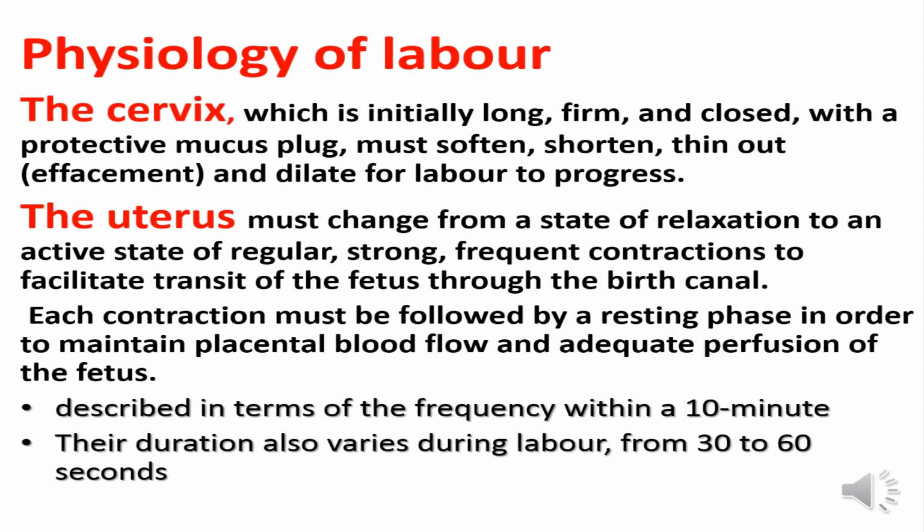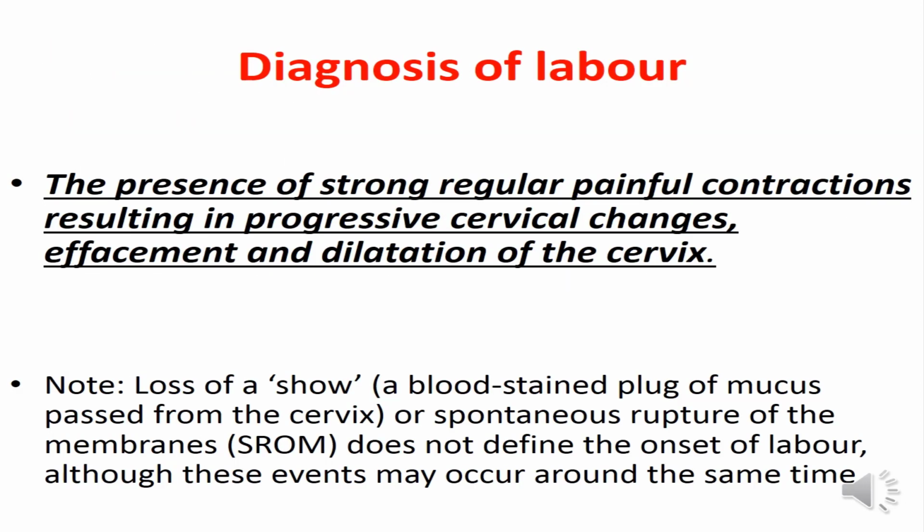Diagnosis of labor: the presence of strong, regular, painful contractions resulting in progressive cervical changes, effacement, and dilatation of the cervix. Loss of show, a blood-stained plug of mucus passed from the cervix, or spontaneous rupture of the membranes does not define the onset of labor, although these events may occur around the same time.